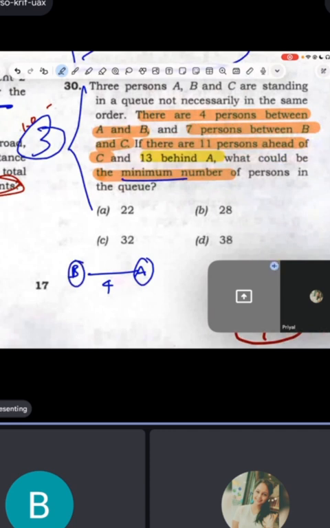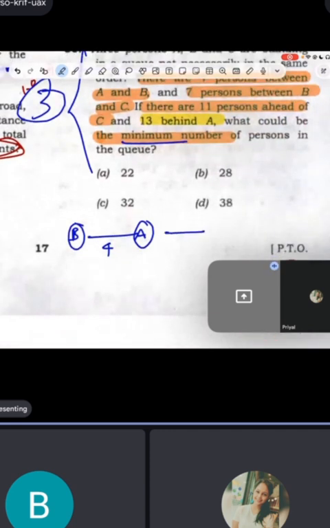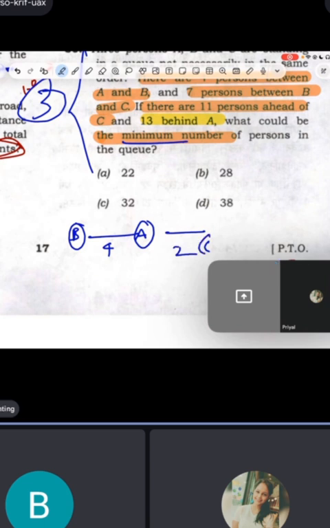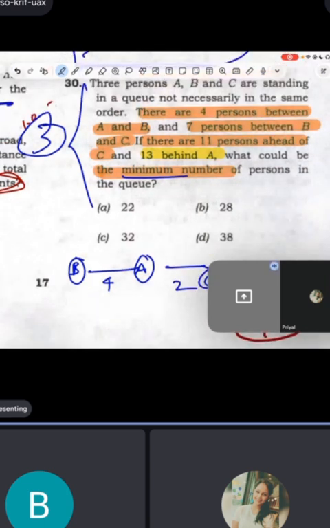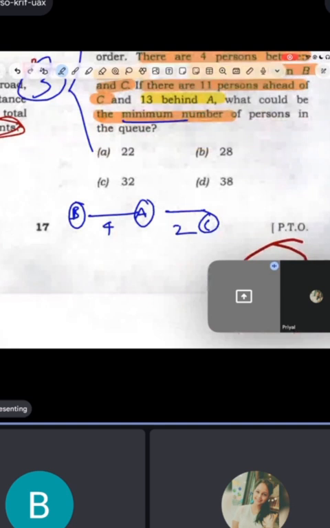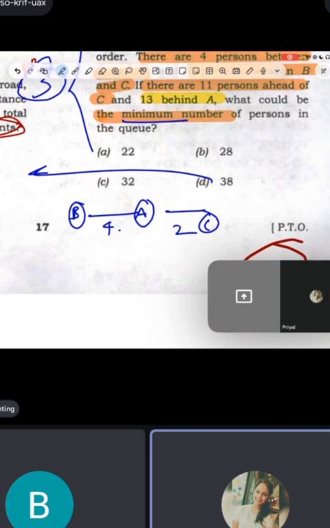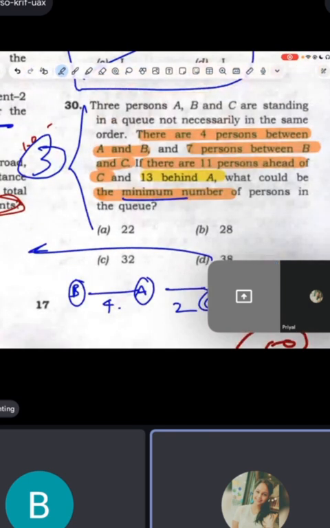Then 7% between B and C. I will take C here because we have to reduce; if I take it on the other side, it will extend. So here 7, so 4, 5, and 2. Then there are 11% ahead of C, meaning this side. Behind will be 7, Manish, not ahead. Ahead will be the other side of C, right?